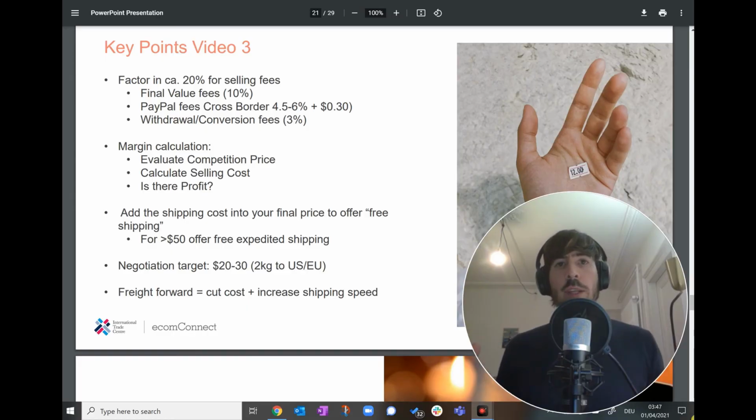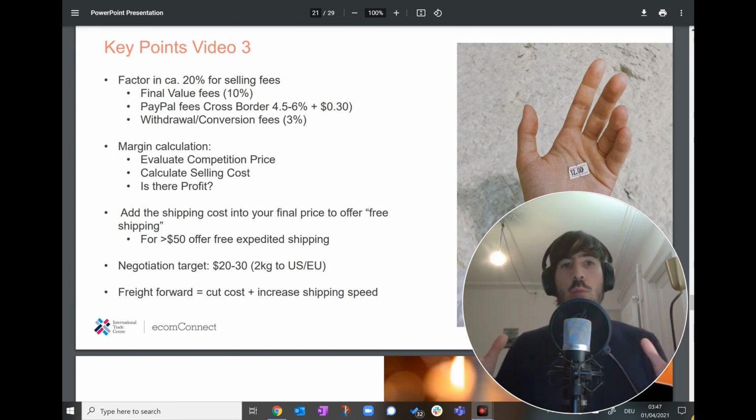Let's wrap up video 3 with a quick summary. Number 1, you should always factor in about 20% for selling fees. On eBay, there are final value fees that are 10%. For the payment providers, there is a fee of 4 to 6% when you sell cross-border. And you have to factor in withdrawal and conversion fees if you want to get the money back into your country.